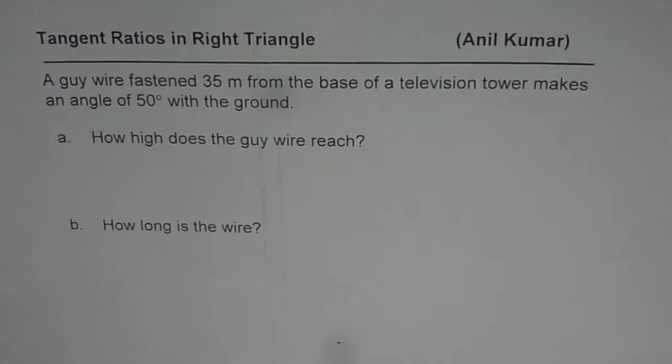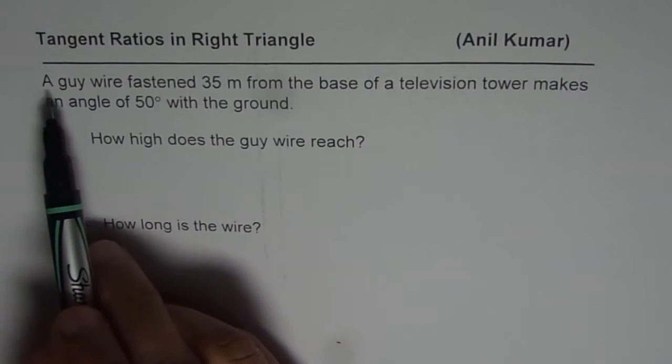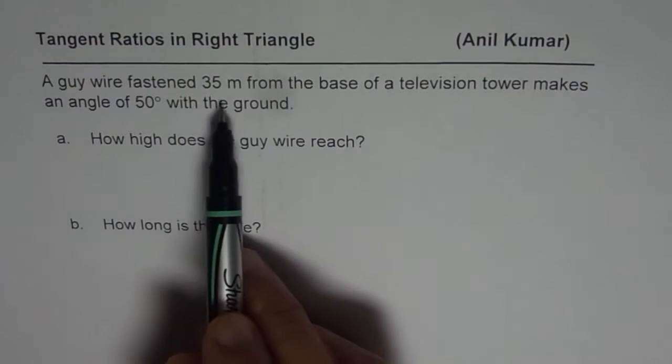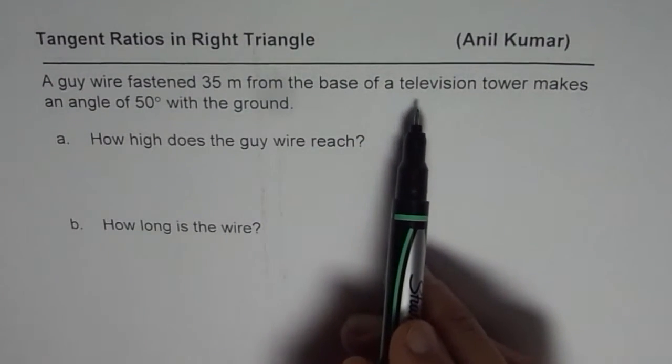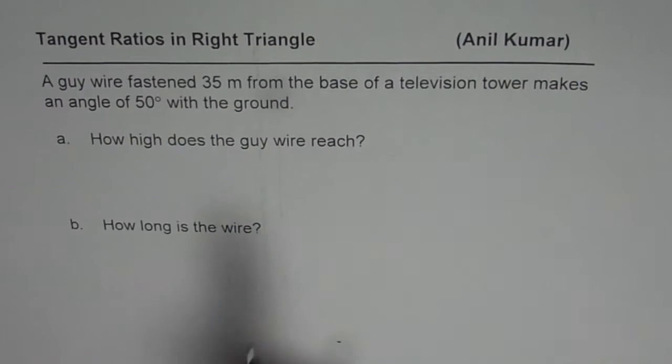I'm Anil Kumar, and here is a very popular question which relates to tangent ratios in a right triangle. The question is, a guy wire fastened 35 meters from the base of a television tower makes an angle of 50 degrees with the ground. How high does the guy wire reach? And part B is, how long is the wire?